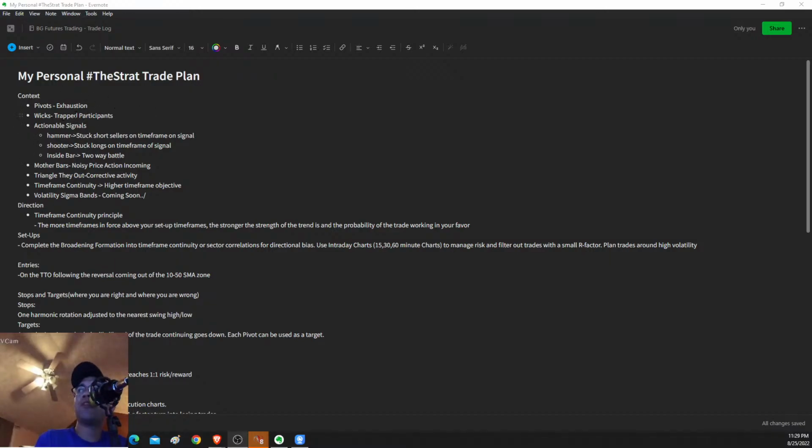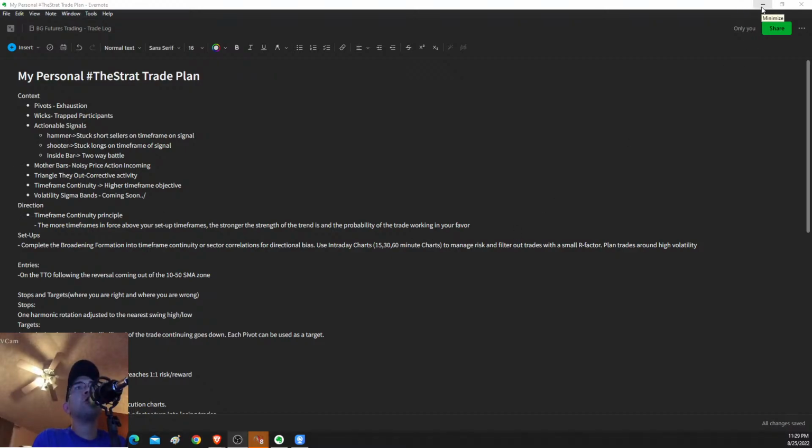So I use pivots to signal exhaustion, wicks tell me about trapped participants, actionable signals tell me what happened to buyers or sellers on the previous bar, whether they got stuck short or stuck long, on a hammer or shooter candle. Again, back to the wicks being trapped participants, inside bars being two-way battles, mother bars meaning that we're inside noisy price action, triangle layout is corrective activity, time frame continuity tells us about the higher time frame objective, and we won't look at that right now.